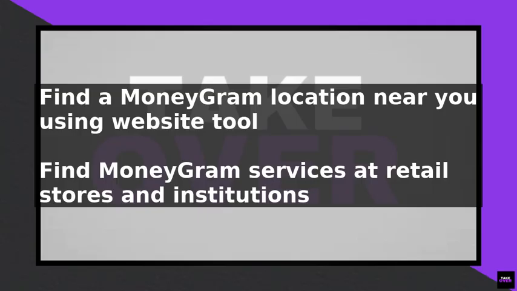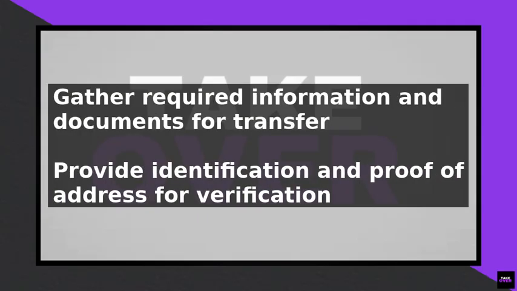Once you have found a location, you will need to gather the required information and documents. This includes the recipient's name, country, and city, as well as the amount you want to send. You will also need to provide identification and proof of address.